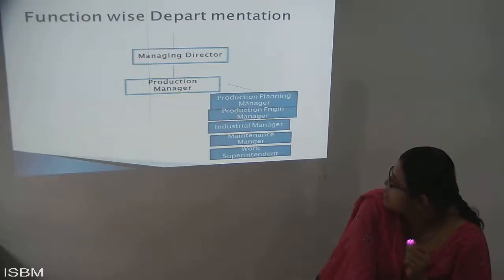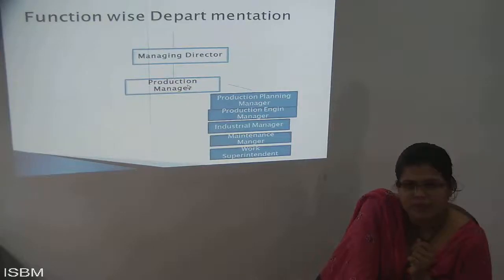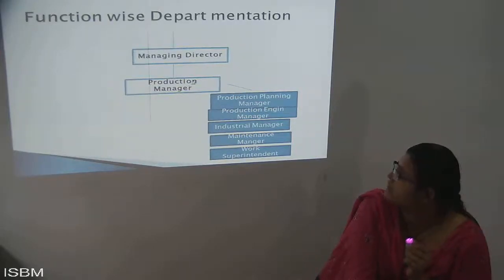So this is all at the higher level. All these people need to report to the production manager, and finally it should be related to the MD, the managing director. So this is the functional way of department, where it goes through the different managing levels and moves finally to the higher level.